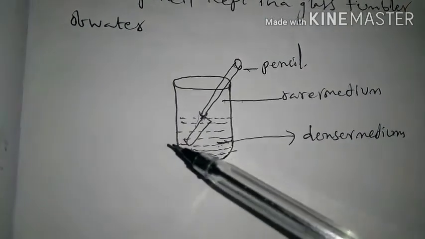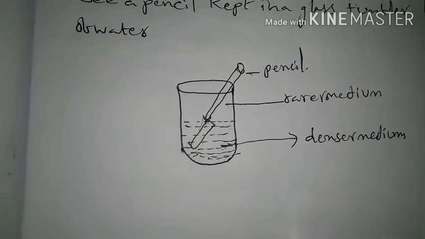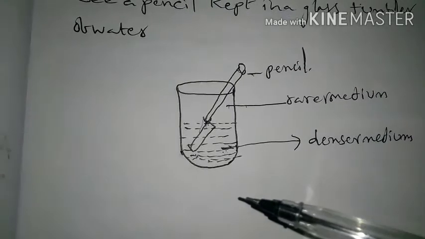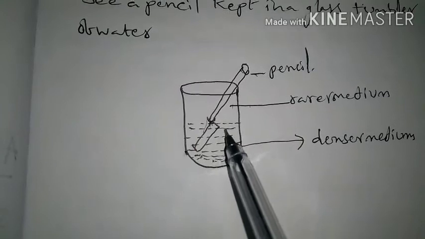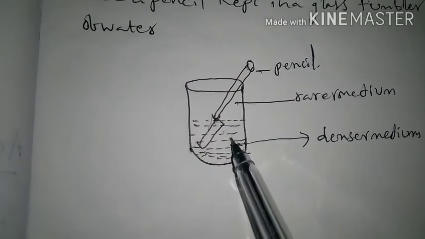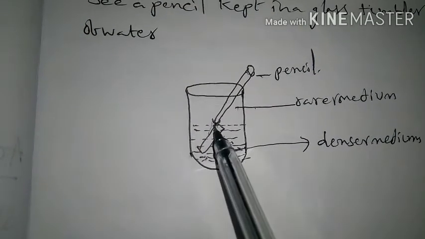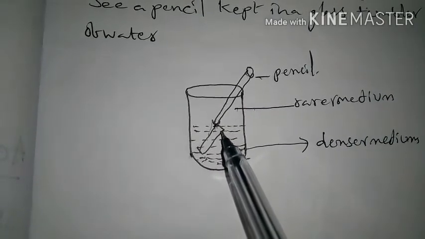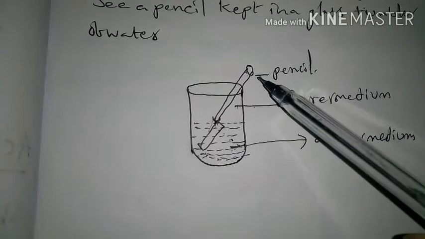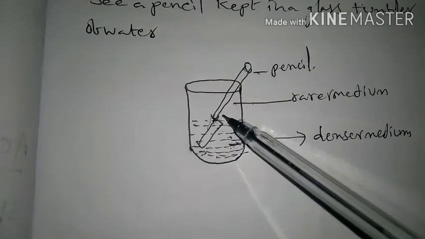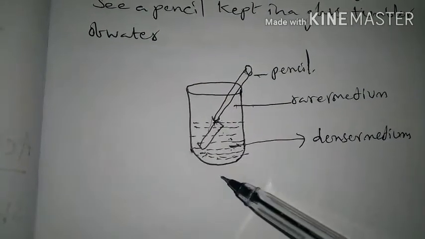You observe that the part of the pencil in air and water appears disjointed. Okay, this is called refraction. Some bending of the pencil is there. The bend is called refraction.